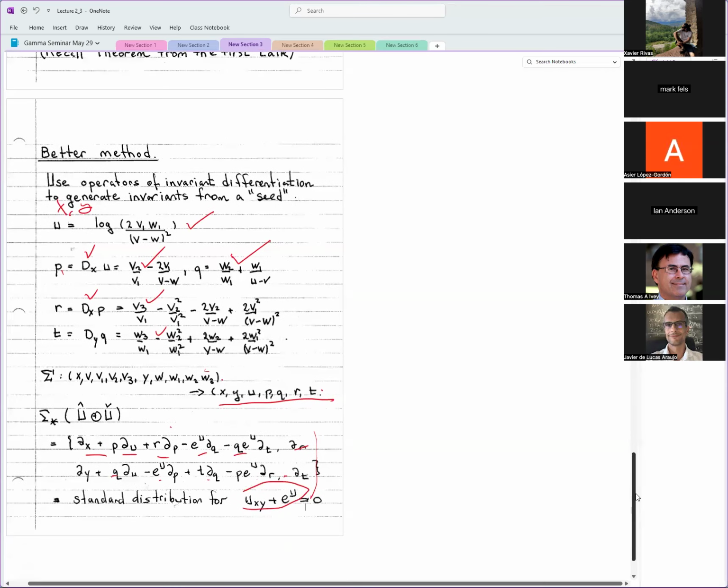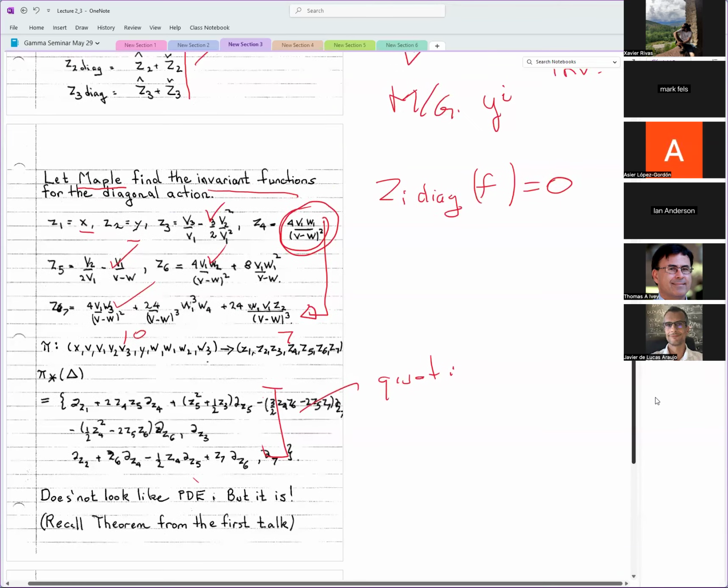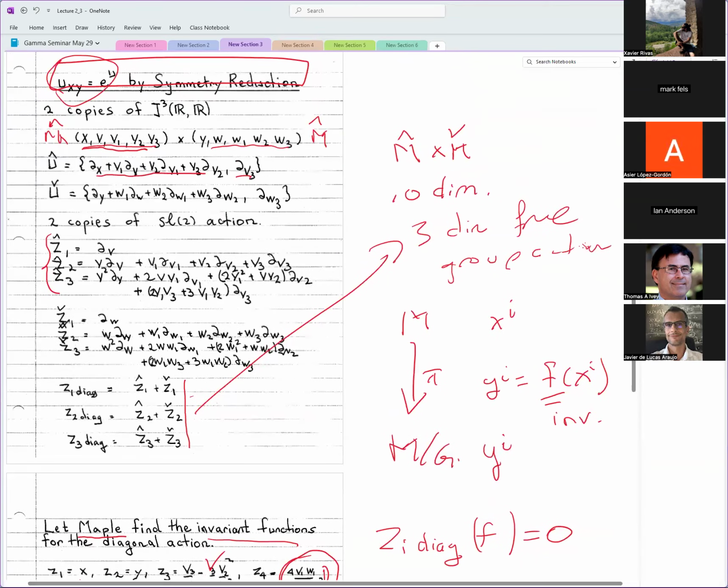Ian, are you getting the invariant differential operators just by taking the z hat plus z checks? Yes. Applying those vector fields? Yeah. Okay. So that's right here. So this is dx and this is dy. Okay. And so let me just make a comment about that.